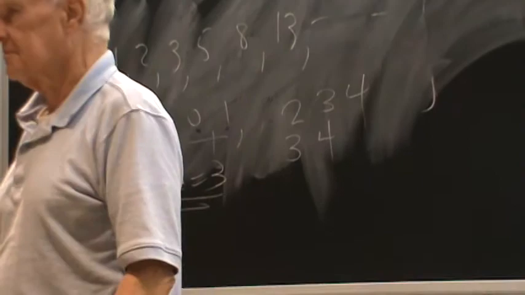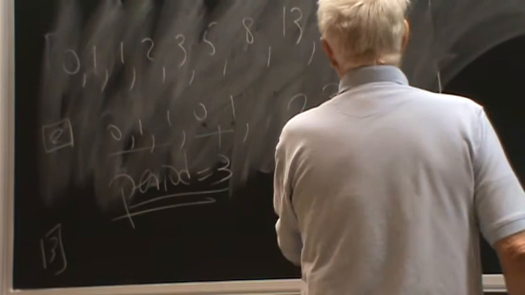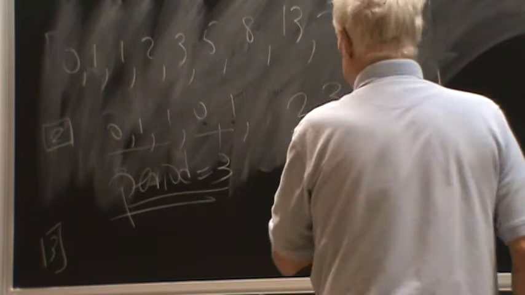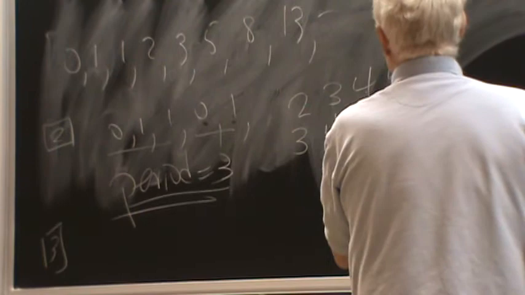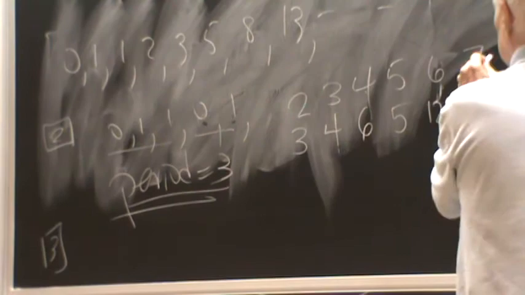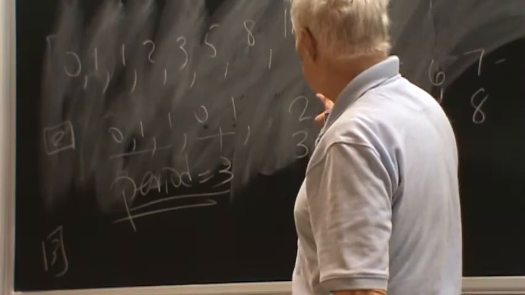For 4, it's going to be 6. For 5, it's going to be 5. For 6, it's going to be 12. For 7, it's going to be 8. Well, that's almost 6, except plus 1, right? That's what the sequence is.